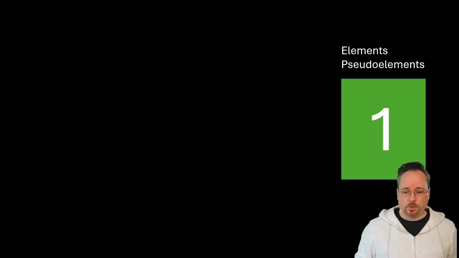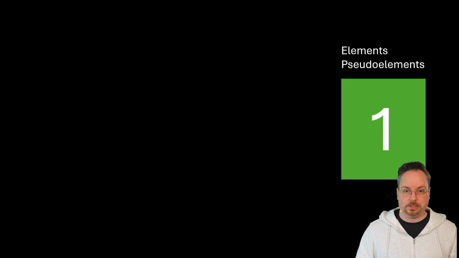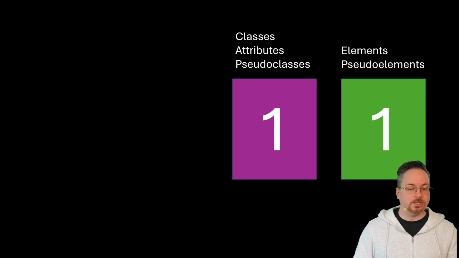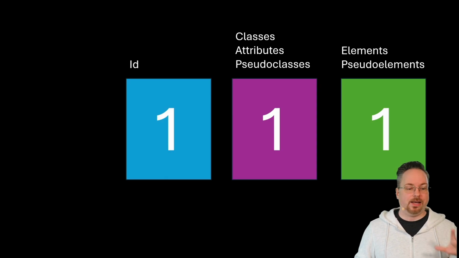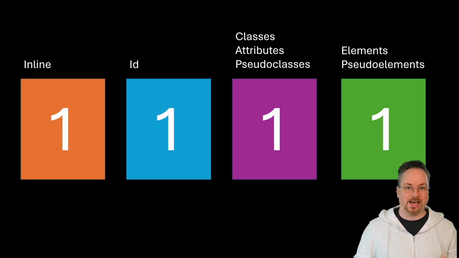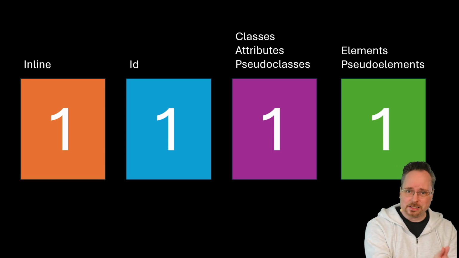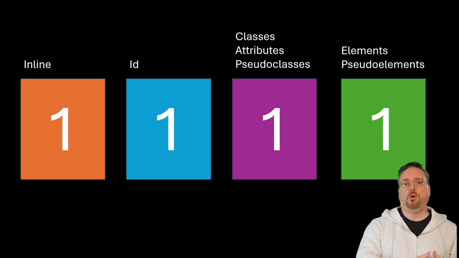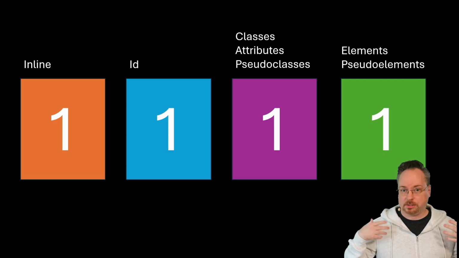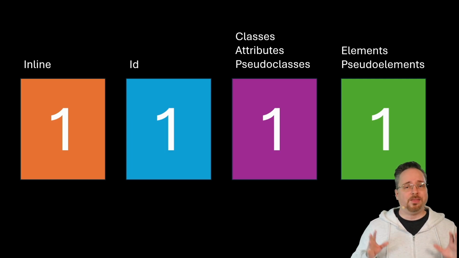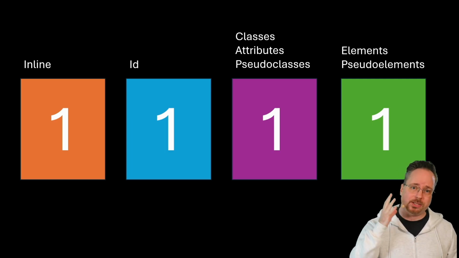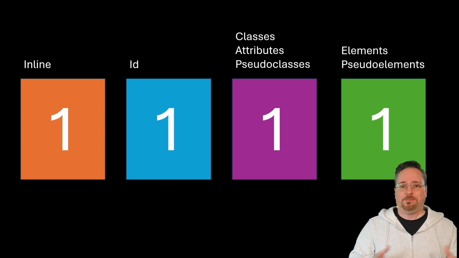So let me take you through it one more time. The lowest specificity is elements and pseudo elements. The next level is classes, attributes, and pseudo classes. Next one is ID, and the top one is inline styles. And since inline styles are the highest specificity, that means that it's going to override all the other CSS classes you have. And that's why I never use styles, because it's basically going to render your CSS useless.